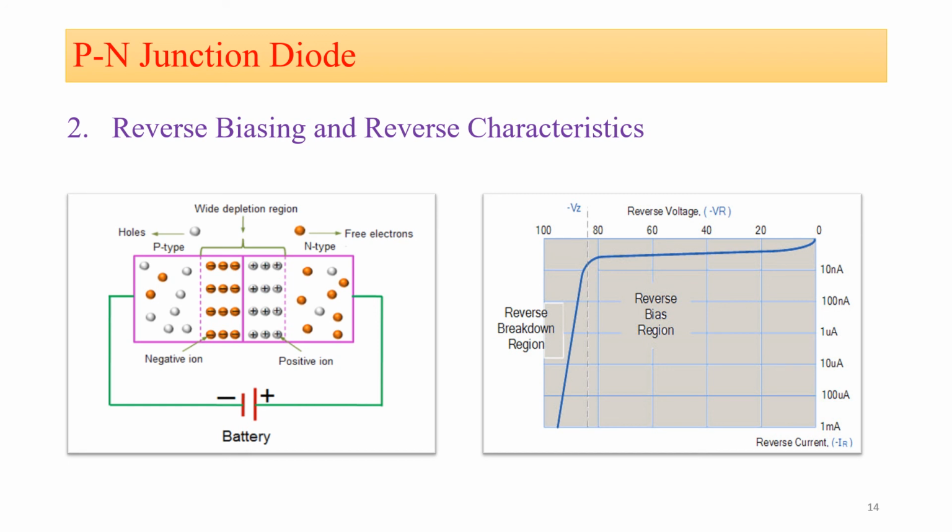Nearly 0. But when the voltage across the diode reaches the breakdown voltage, that is Vz, a large current will flow through the diode, and when this large current flows, the diode is damaged permanently. So we always operate our diode in forward bias condition only, but not in reverse bias condition.